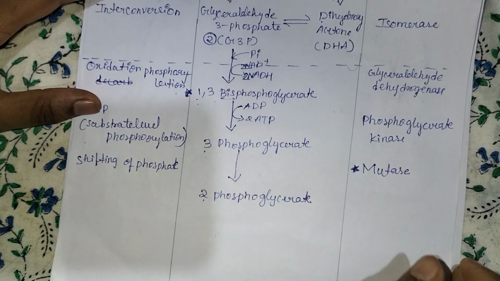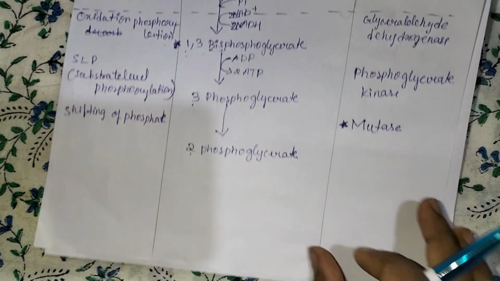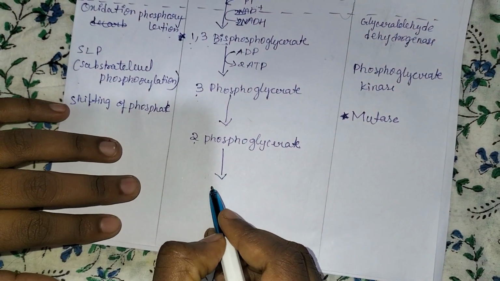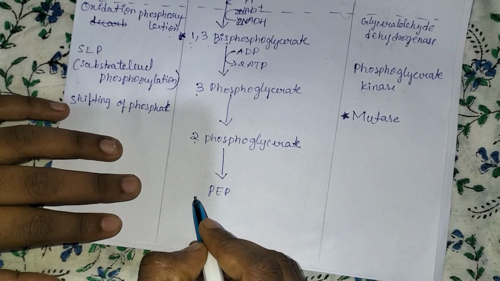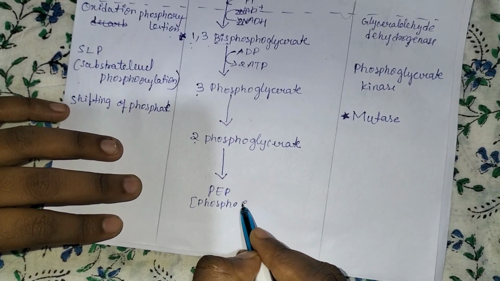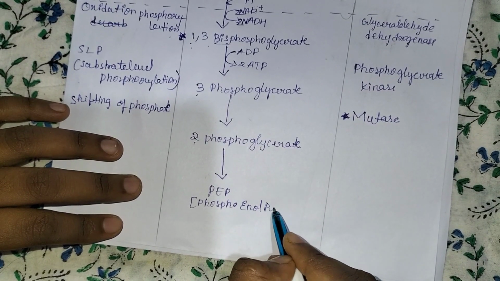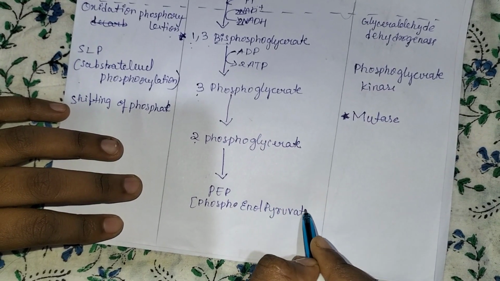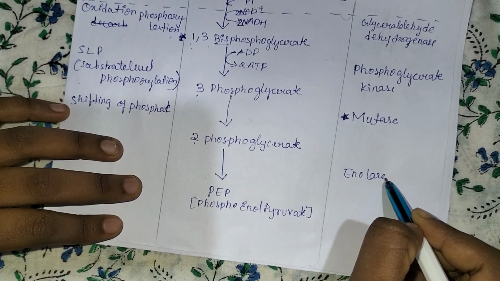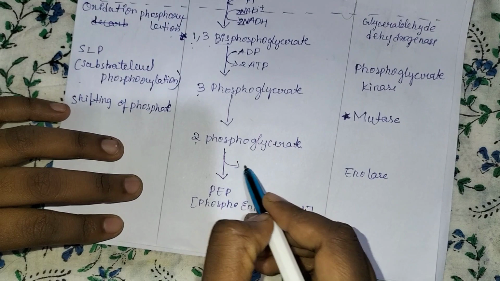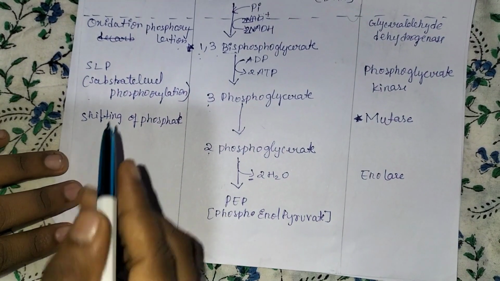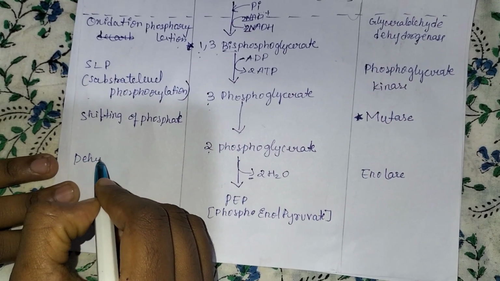Okay, next step is 2-phosphoglycerate is converted into PEP. PEP means phosphoenolpyruvate. And the enzyme involved here is enolase, because there is a loss of 2 molecules of water, and this step is called dehydration.